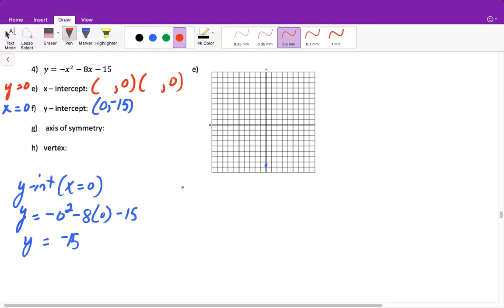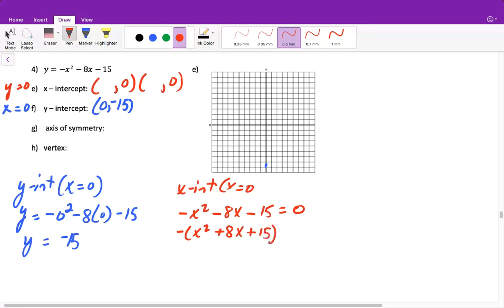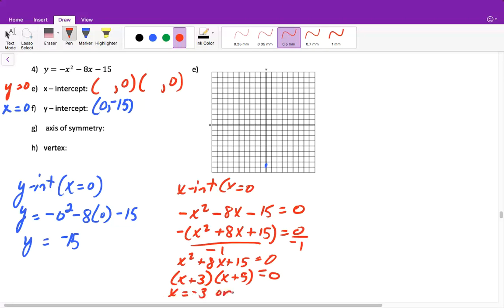My x-intercept, I set our y equal to 0. So then it becomes negative x squared minus 8x minus 15 is equal to 0. We factor out the negative. Then we divide each side by the negative 1 to get rid of it. So I have x squared plus 8x plus 15 is equal to 0. We factor. It's (x plus 3) times (x plus 5) is equal to 0. And then when we solve this, x is equal to negative 3 or negative 5. So that means our x-intercepts are negative 3 and negative 5.